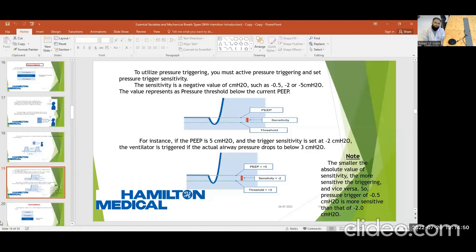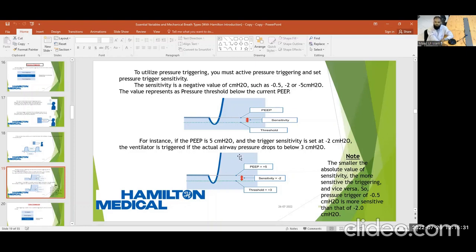For instance, if the peak is 5 cmH2O and the trigger sensitivity is set at minus 2 cmH2O, the ventilator is triggered if the actual airway pressure drops below 3. Let's consider this is the baseline pressure of 0, the set baseline pressure you have set is this 5, and this is a 3 cmH2O pressure.